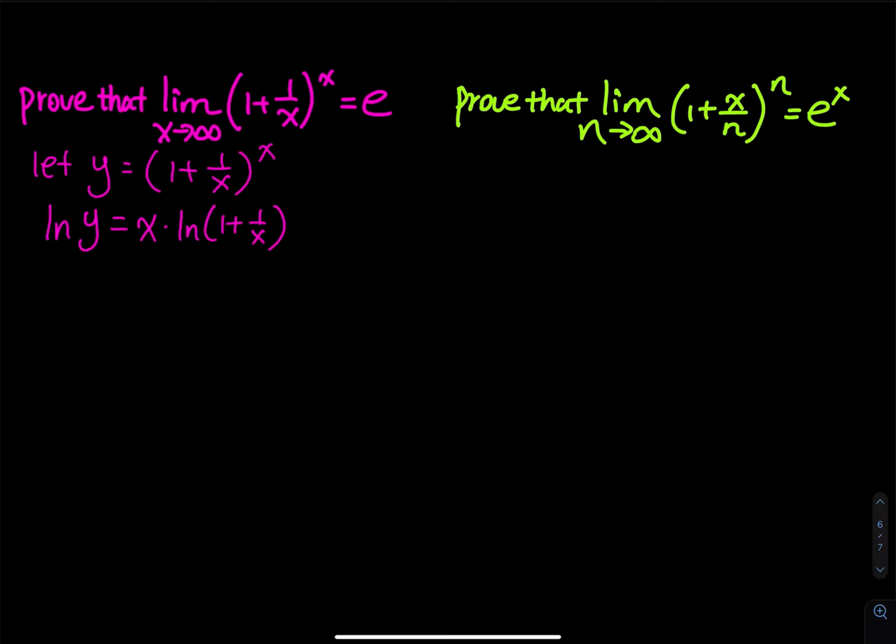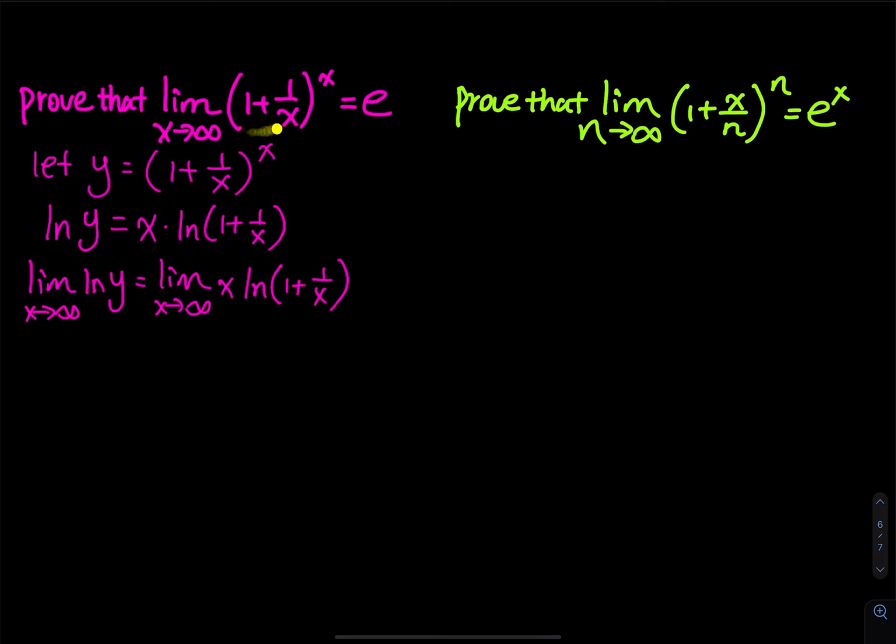And then what's the next step? This is about limit, right? And then we take the limit on both sides. So we have limit as x approaches infinity of ln y, and then also take the limit on the right hand side, x approaches infinity, we have x times ln(1 plus 1 over x). So let's go over what we just did. We have the base and then the exponent. The exponent is a variable, so we have to let y equal the entire function, ln both sides, bring the exponent down, and then we take the limit on both sides.